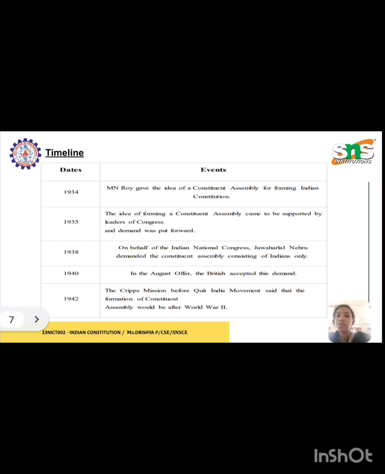After 2 years, in 1940, Britishers accepted our demands, and then in 1942, we know the Quit India movement started on August 9, 1942. That is related to World War II. Then the Cripps Mission, before the Quit India movement, said that the formation of the Constituent Assembly would be after World War II. That is in 1942.